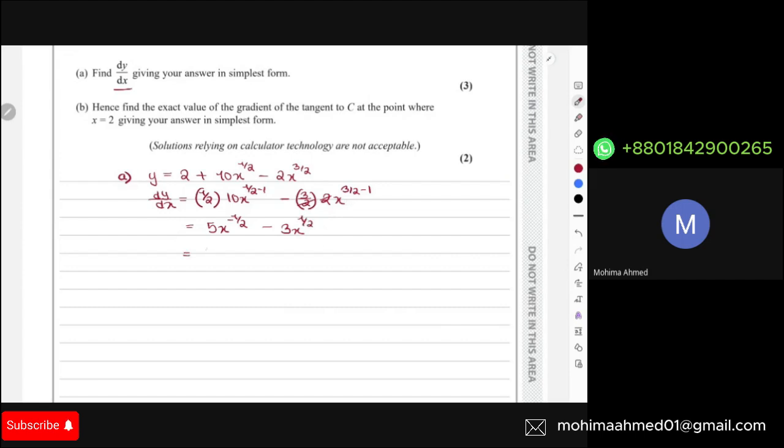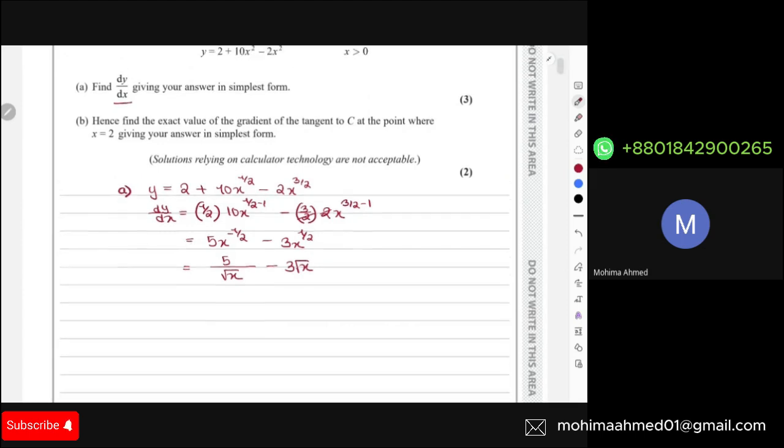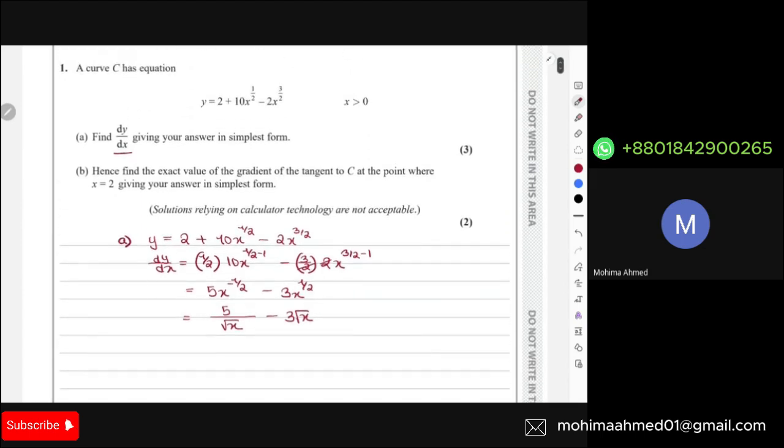Right, so you can write this in this format, or you can also keep it as 5 root x minus 3 root x, right? So this is your final equation for the gradient also, you can say, because in the next point again they're asking to find the exact value of the gradient of the tangent to C at the point where x is equal to 2, and you should give your answer in the simplest format again.